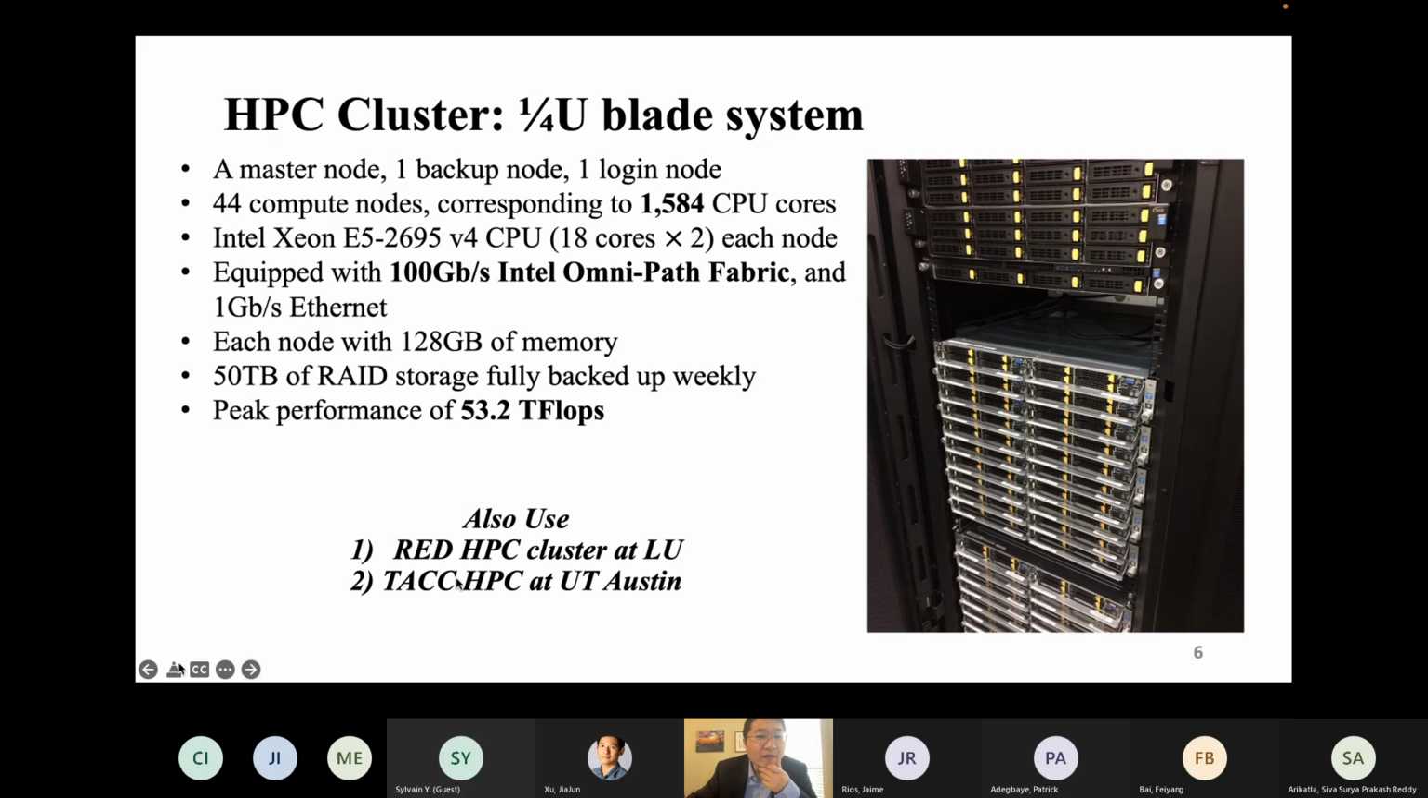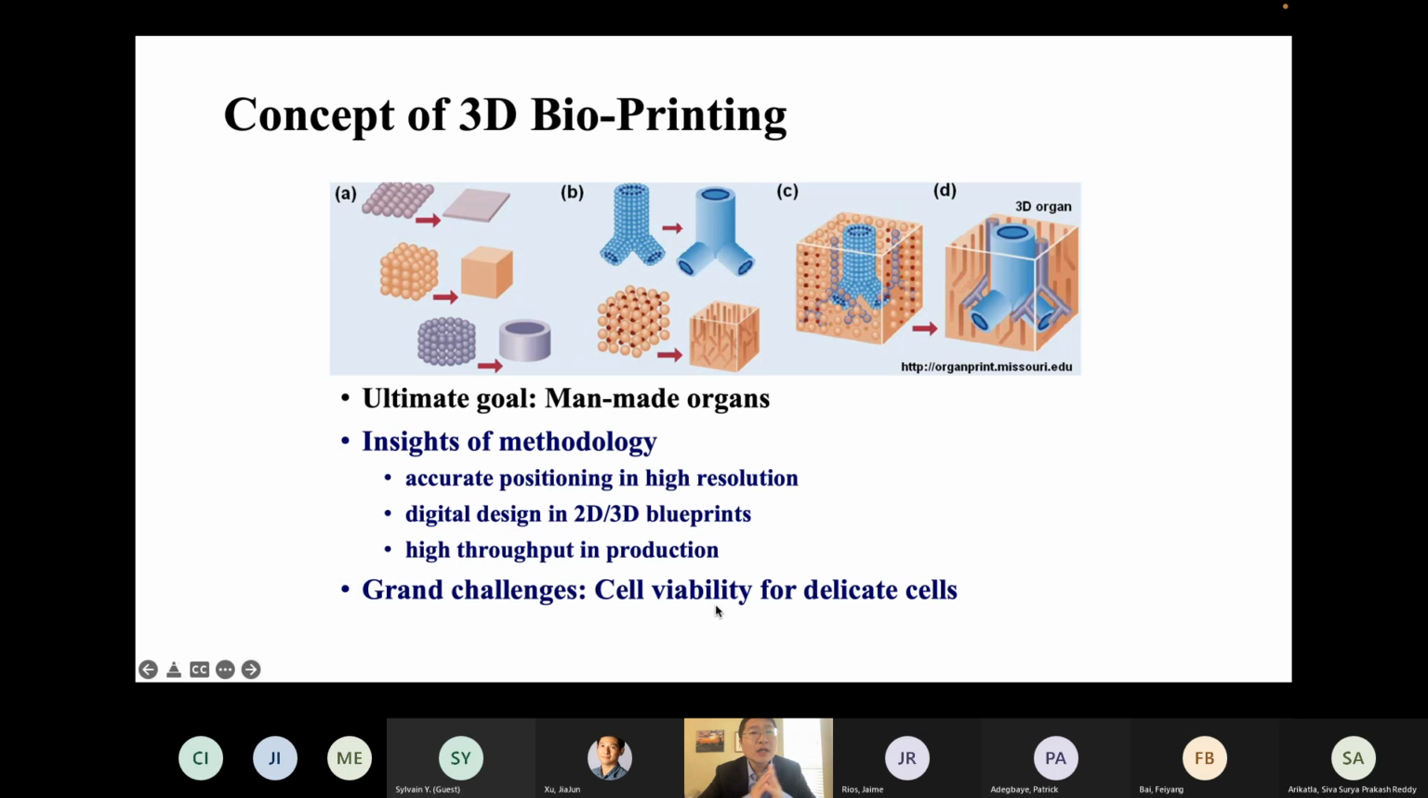So we also have another HPC cluster on campus. We also use lots of HPC facilities. It's the Texas Advanced Computing Center at UT Austin. So we use them as well. And now, let's talk bioprinting.